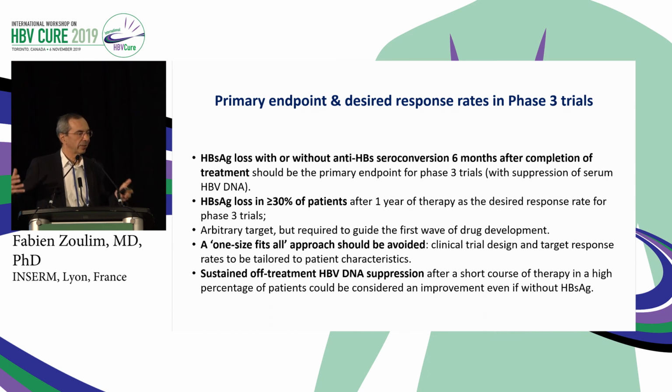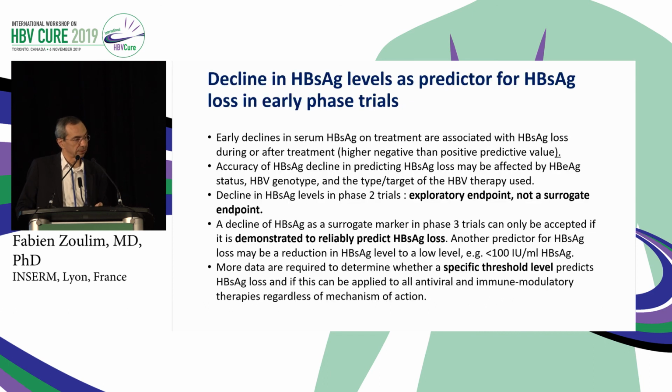A 30% rate is an arbitrary target, but we need to start with something, and this is really needed to guide the first wave of drug development, and then we can refine once the clinical development is progressing. A sustained off-treatment HBV DNA suppression is also considered, because it would be even better than what we currently have. So this also has to be kept in mind. The decline in HBs antigen level as a predictor of HBs loss in early phase trials needs to be considered as an exploratory endpoint, not a surrogate endpoint today, because we don't know how to use that marker in terms of prediction of the HBs loss.